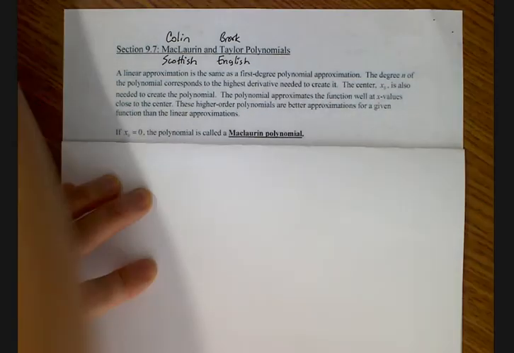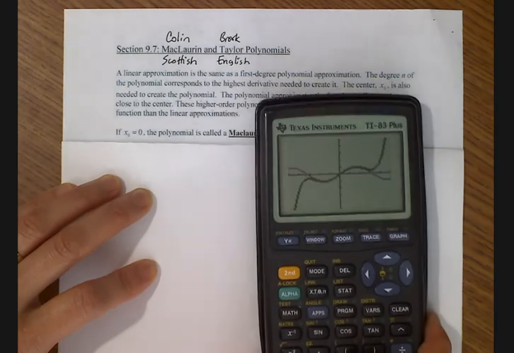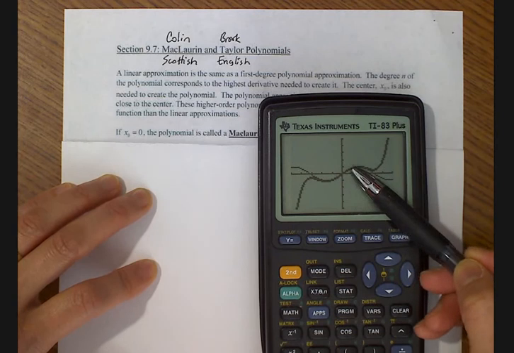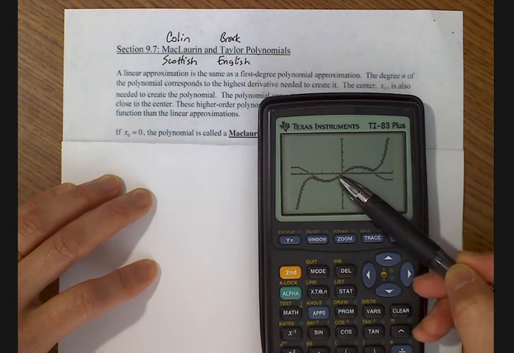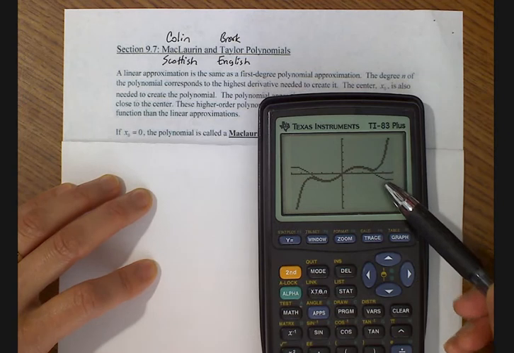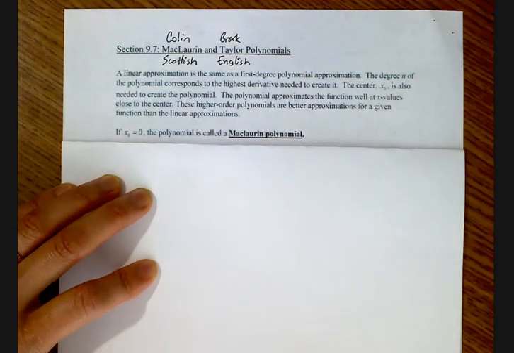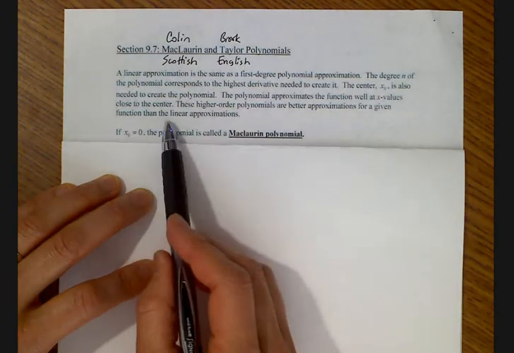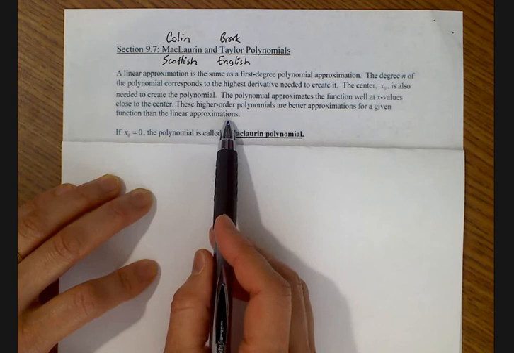If you remember, let me go back to my calculator here. My center is at 0 for this one, so anything in this particular area is going to be a good approximation. But if I change my center to somewhere way out here, this would not be a good approximation. These higher order polynomials are better approximations for a given function than the linear approximations.